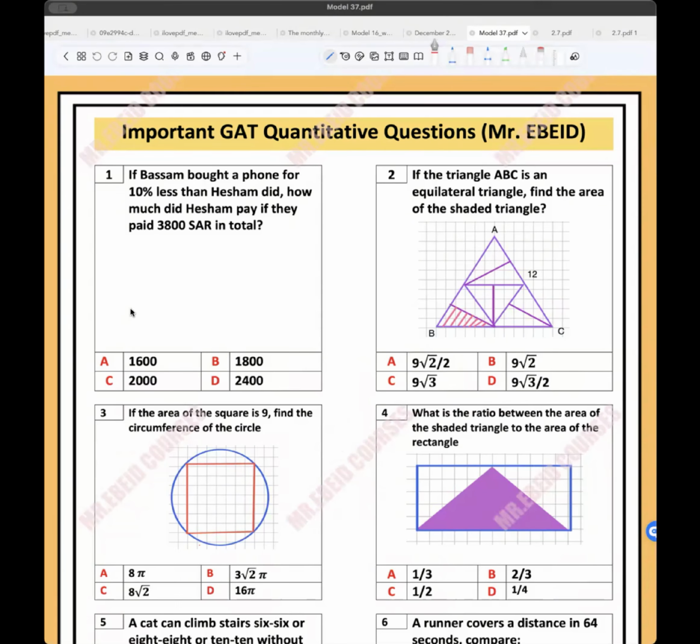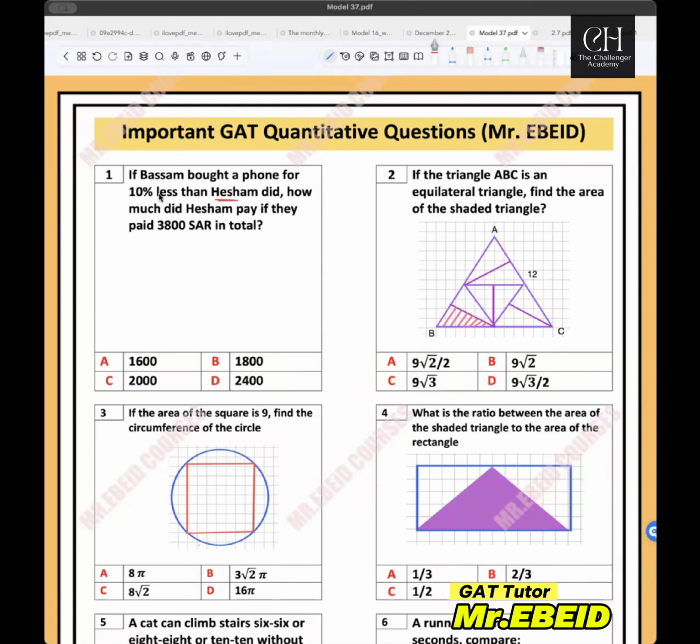Let's start with question one. If Basim bought a phone for 10% less than Hisham did, how much money did Hisham pay if they paid 3,800 in total? So we have Basim paid 10% less than Hisham. So if Hisham paid 100%, Basim will pay 10% less than Hisham. So it's 100 minus 10.